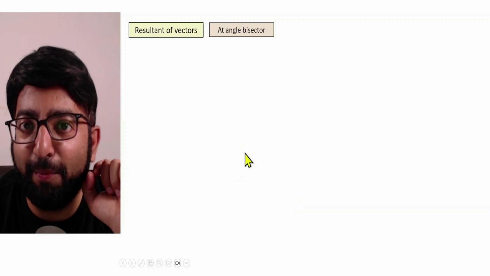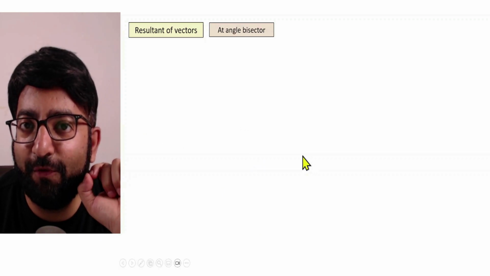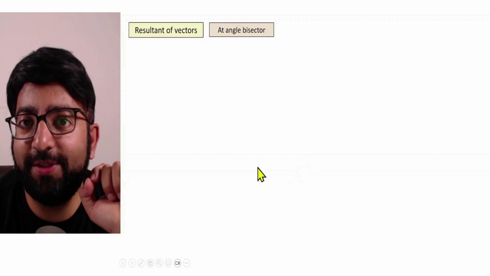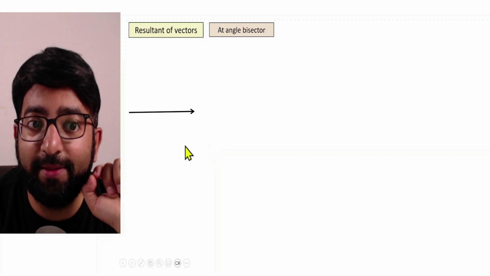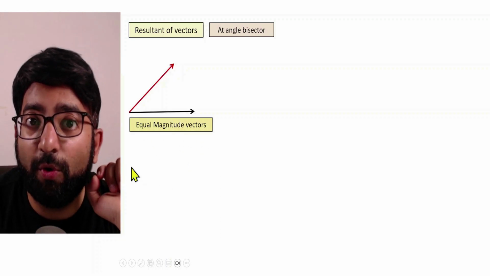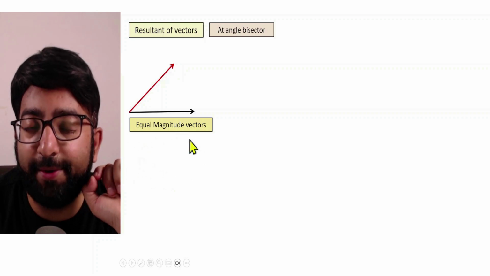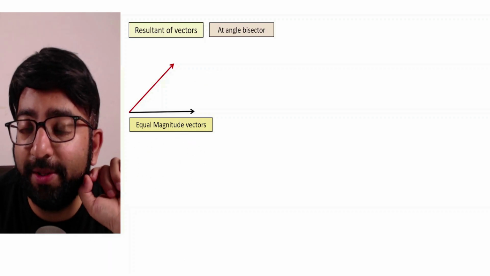Resultant of vectors at angle bisector. This topic is just to figure out the basic direction of resultants. So consider one vector is given to us along the x-axis and then we have another vector. And both of these vectors have equal magnitude. In this case, where will the resultant be?